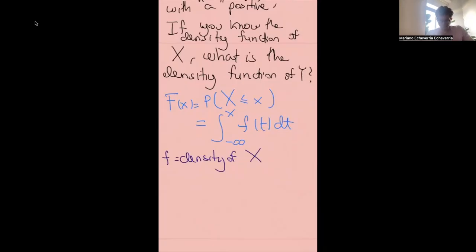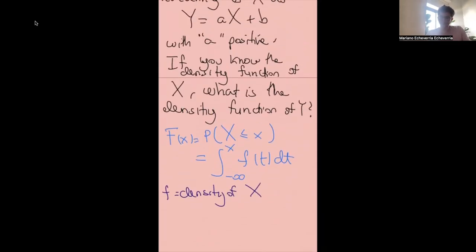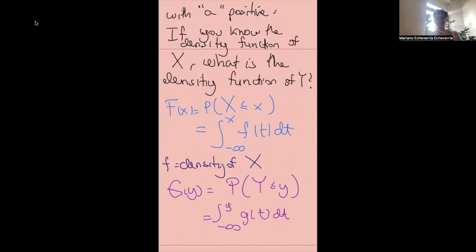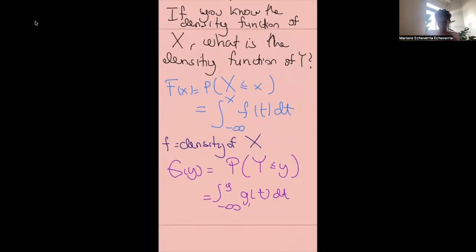And then the density of y is going to satisfy the following. It's the same as we were doing before. It's convenient to call the values that y takes little y. So g of y would be the probability that y is less than or equal to y, and that would be the integral from minus infinity to y of g of t dt. Is that making sense? I'm just saying this is the property that the density of y would have.